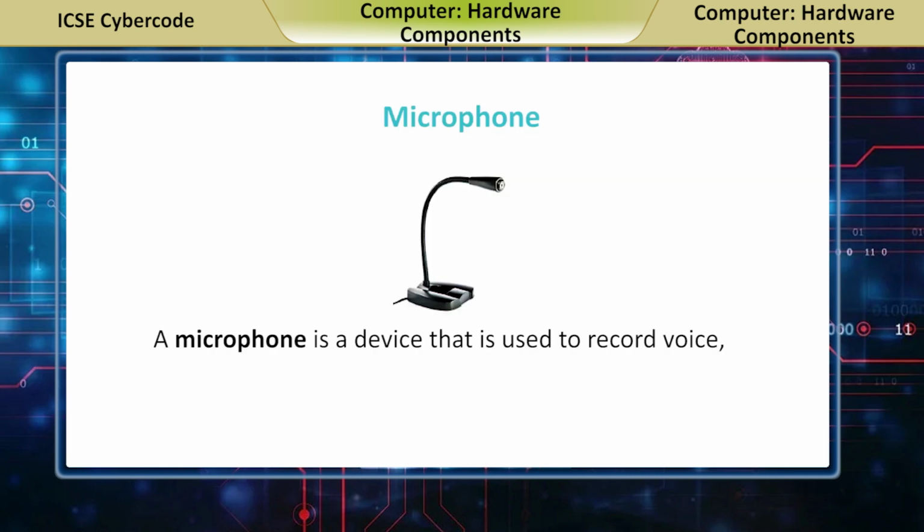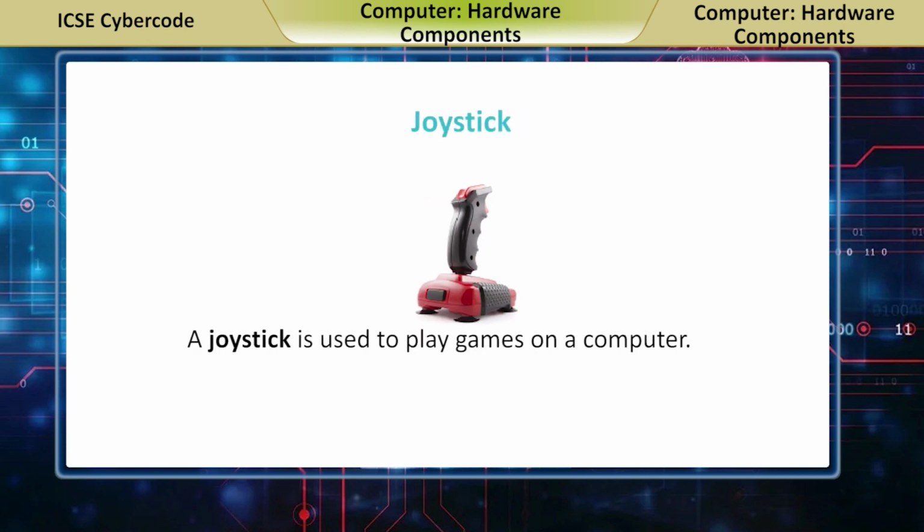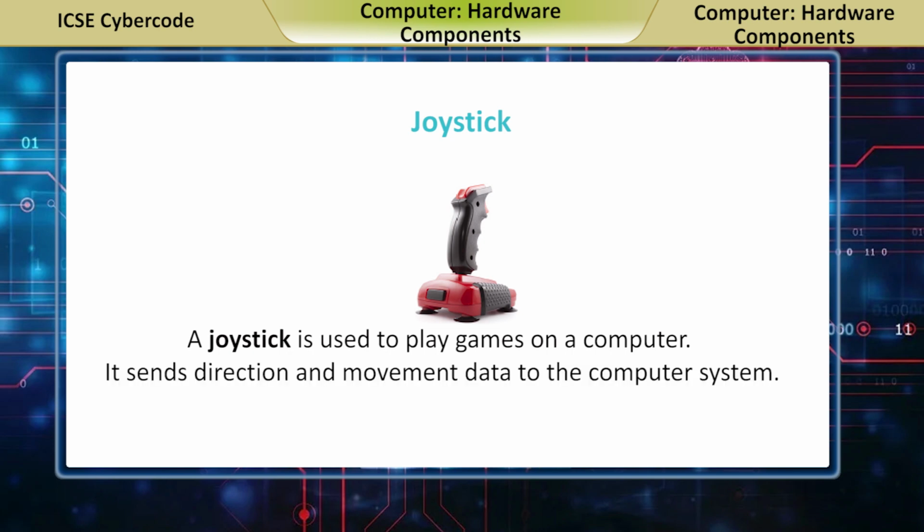Microphone. A microphone is a device that is used to record voice, music or sounds and store them on the computer. Joystick. A joystick is used to play games on a computer. It sends direction and movement data to the computer system.